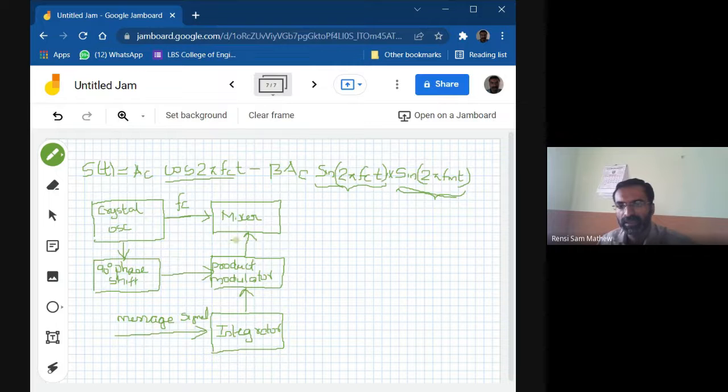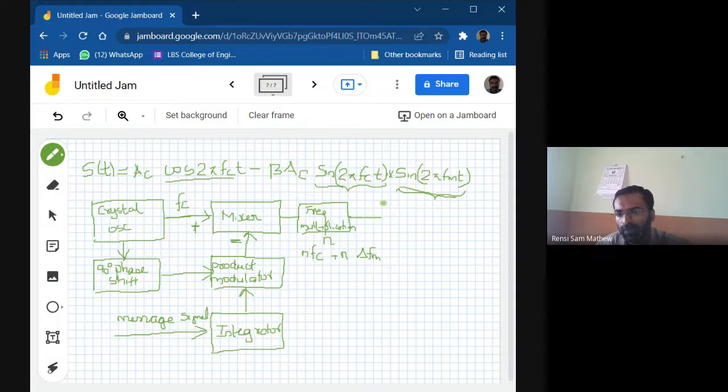In the mixer, this component is negative and this component is positive, so that it will do this component minus this component. So mixing is done. After mixing is done, you are going to do frequency multiplication, multiplying it by n times. So what you will get is n fc plus n times delta fm.